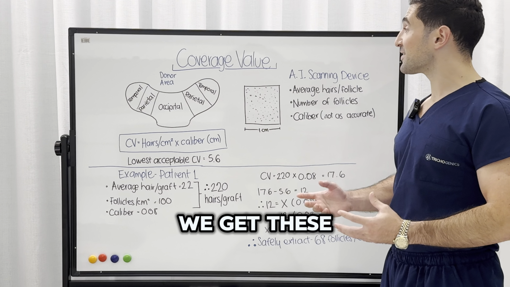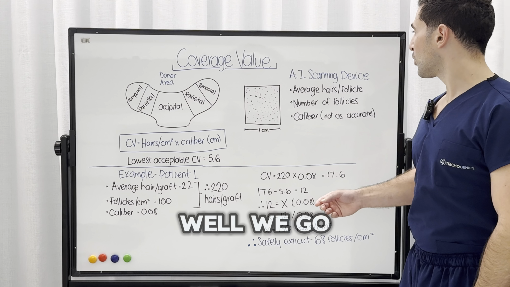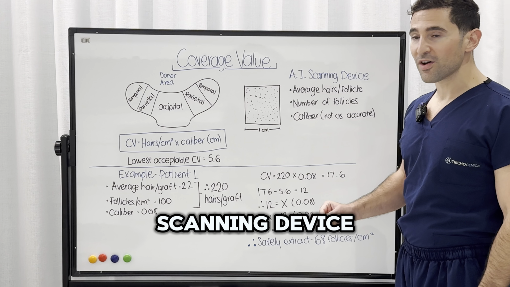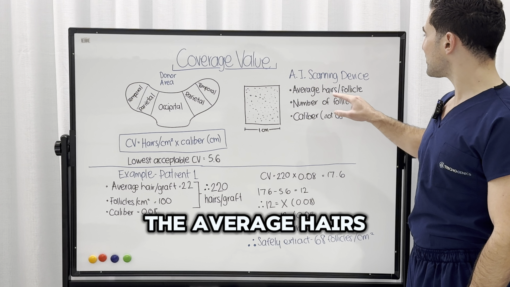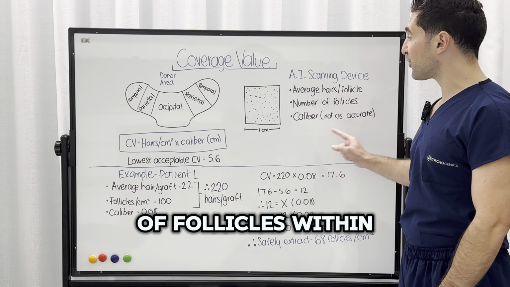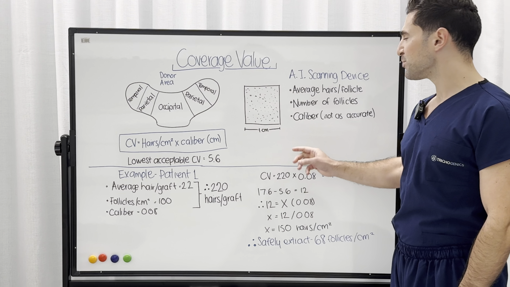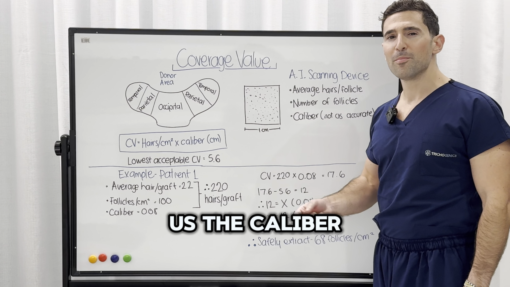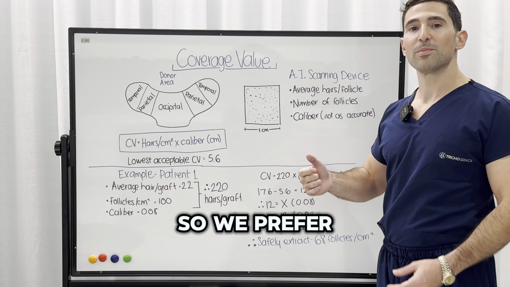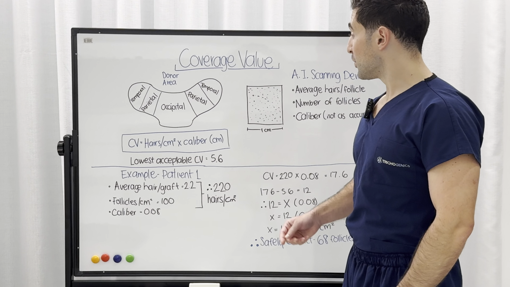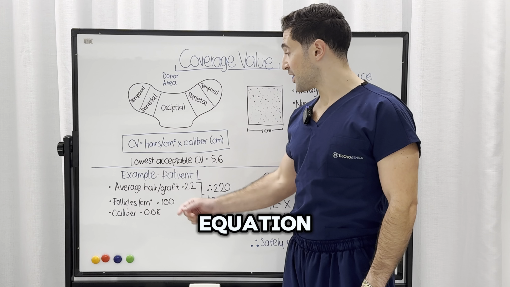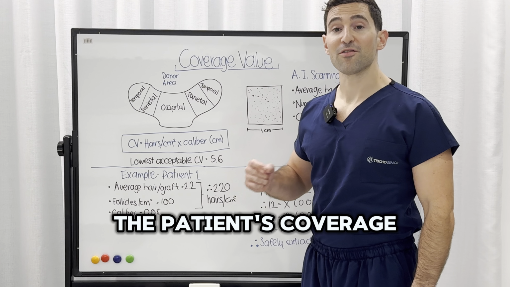Now, how do we get these numbers and readings? Well, we go to our AI scanning device, which will take a centimeter square and give us the average hairs per follicle and the amount of follicles within that square. It also gives us the caliber, but it's not that accurate, so we prefer to cut hairs and use a caliper. Now that we have our values, we can plug it into this equation and we can work out what the patient's coverage value is.